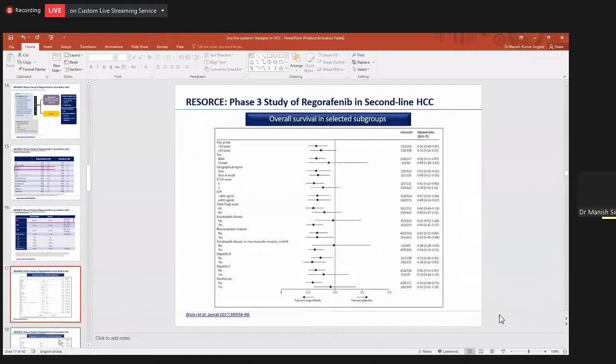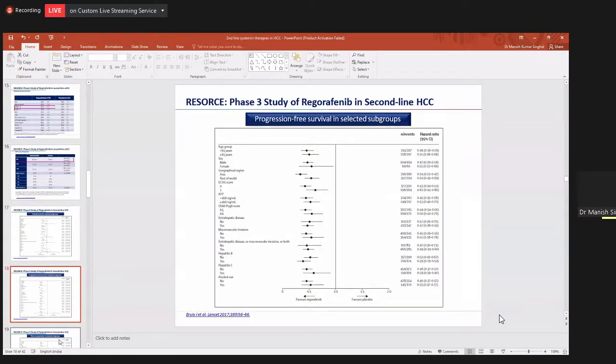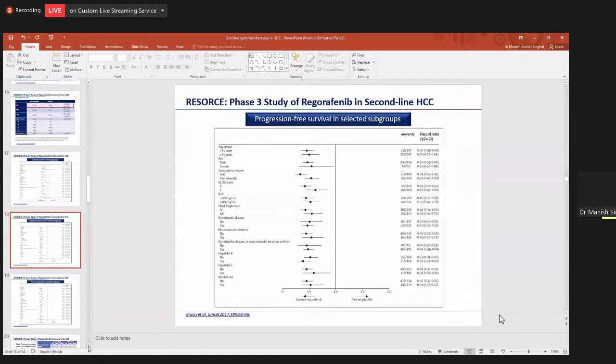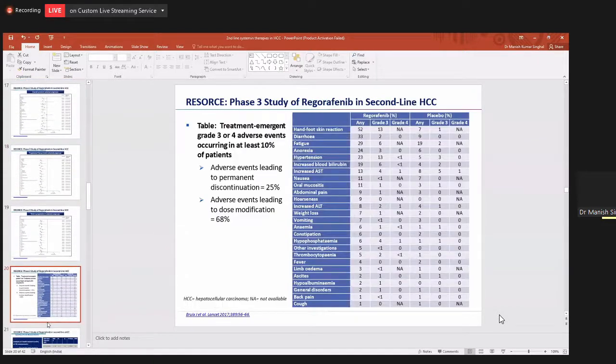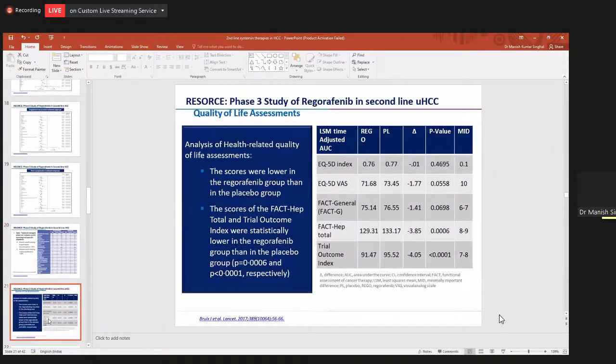And if you look at the forest plots, I think the progression-free survival and overall survival in all the subset analyses were favoring the use of regorafenib. What is more interesting to see is that the quality of life indexes actually did show worsening of quality of life with regorafenib as compared to the placebo arm. The scores were lower in the regorafenib group throughout. All the scores were actually lower.